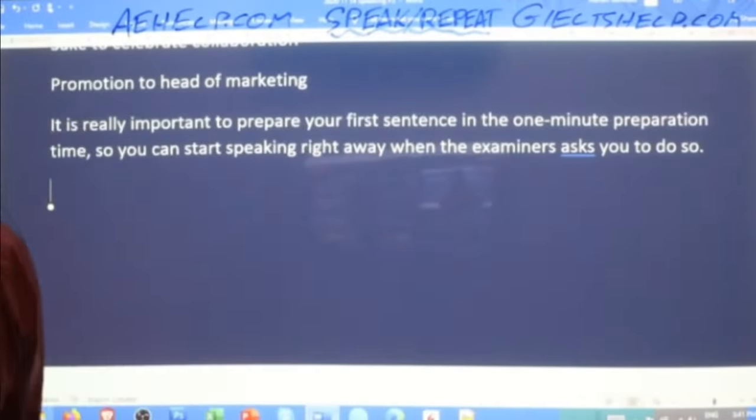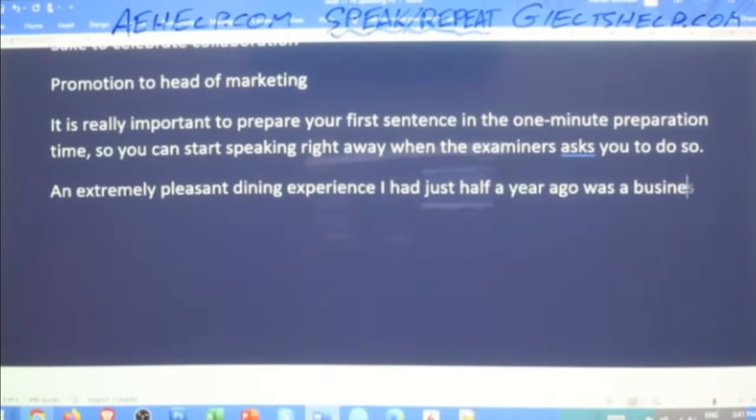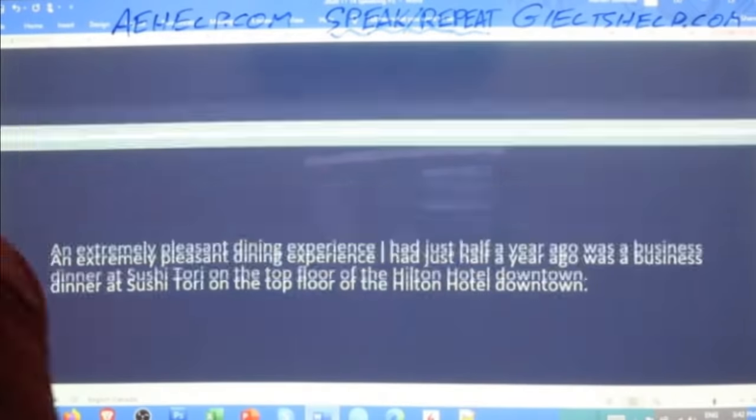Very good. So, an extremely pleasant dining experience I had just half a year ago was a business dinner at Sushi Tori on the top floor of the Hilton Hotel downtown. Okay, so get right into it.